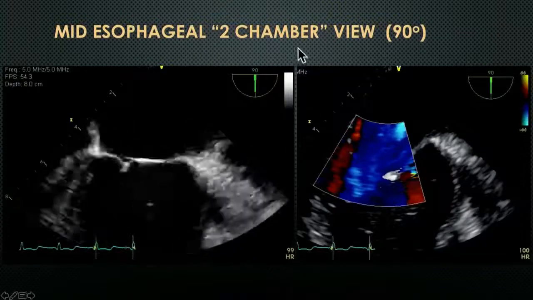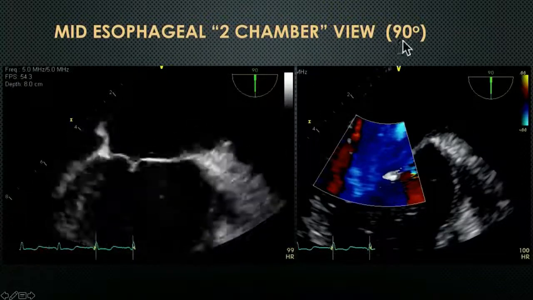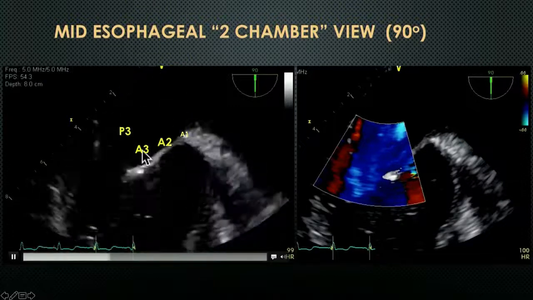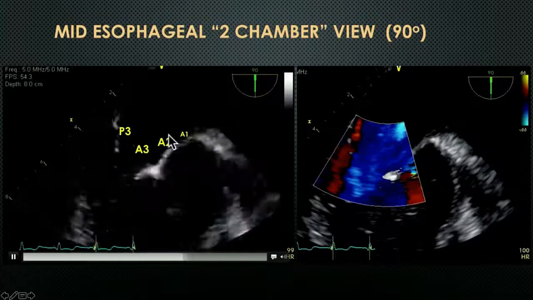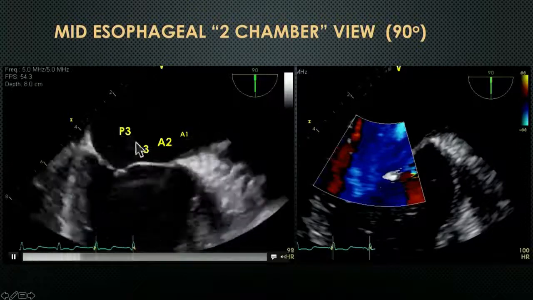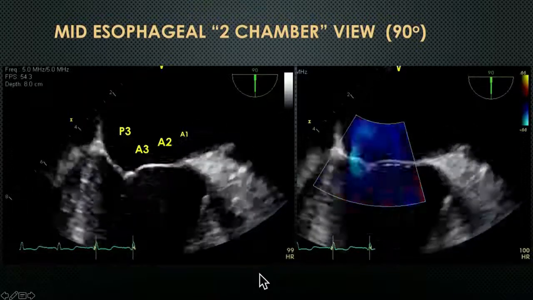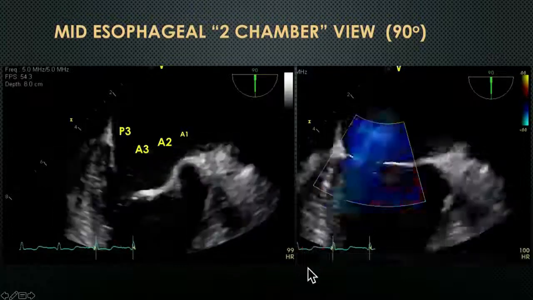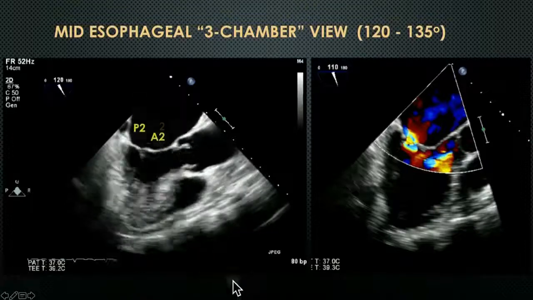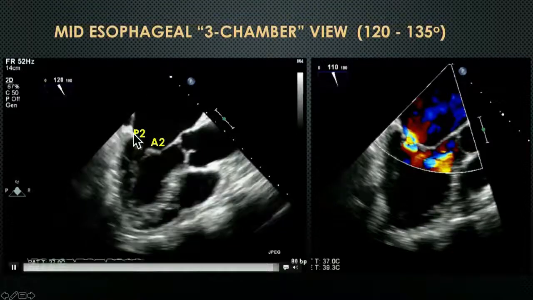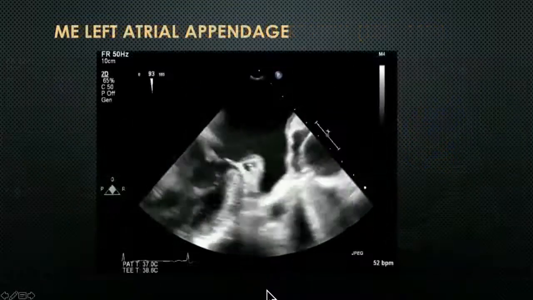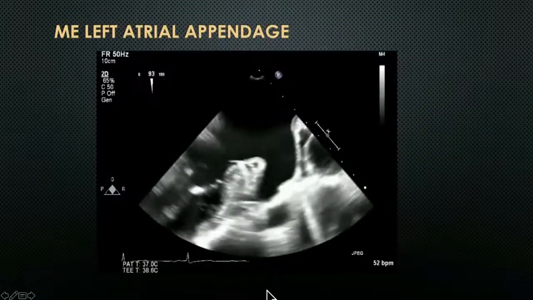In the mid-esophageal two-chamber view, at 90 to 100 degrees, you are seeing basically A3 and P3. You may be seeing a little bit of A2 and a very minuscule bit of A1, but again, remember A3, P3. And then in the mid-esophageal three-chamber view, you're going to be seeing largely, again, A2 and P2. So just remember those things because they do come in as important.